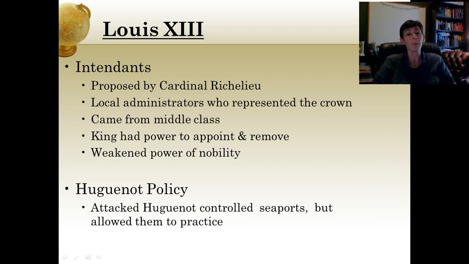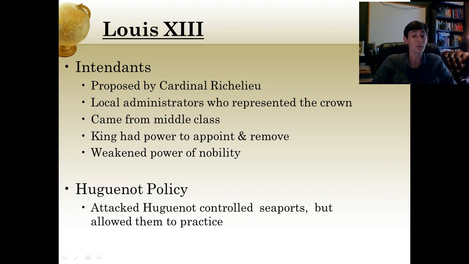So this weakened the power of nobility because you were giving it to the common people, and the common people were in hock to the king, right? So their loyalty was going to be to the king, or at least whoever was acting on his behalf, not to the nobility. So this is further evidence of absolutist tendencies, because you're consolidating power around the monarch.